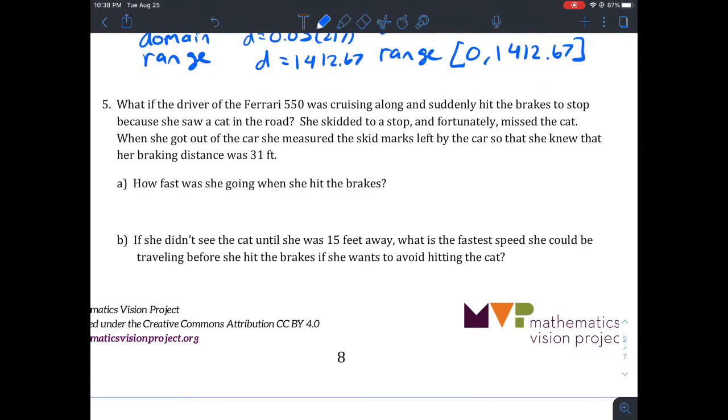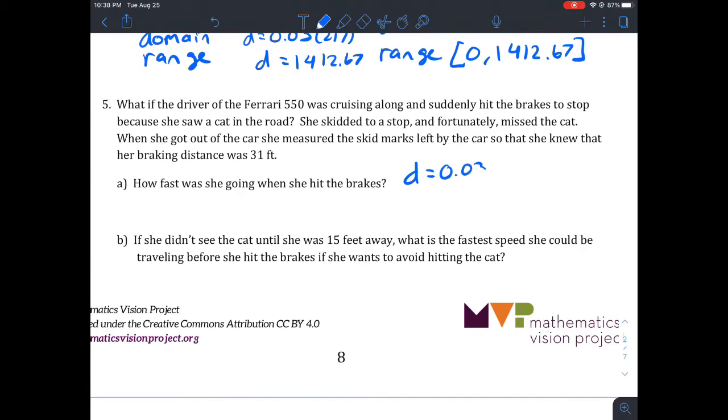All right. Next, it says, what if the driver of the Ferrari 550 was cruising along and suddenly hit the brakes to stop because she saw a cat in the road? She skidded to a stop and fortunately missed the cat. When she got out of the car, she measured the skid marks left by the car and she knew that her braking distance was 31 feet. How fast was she going when she hit the brakes?